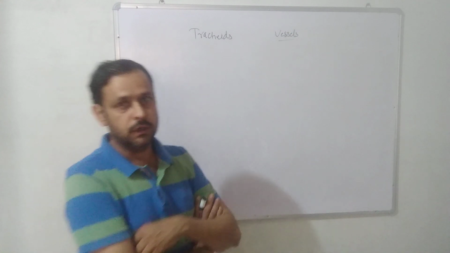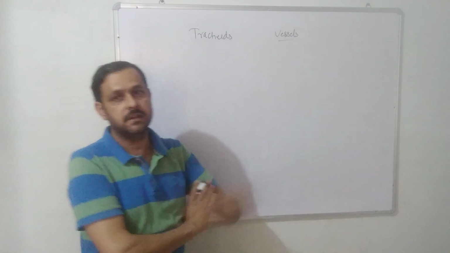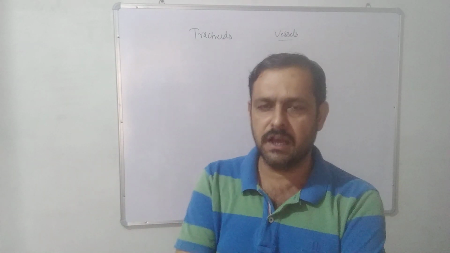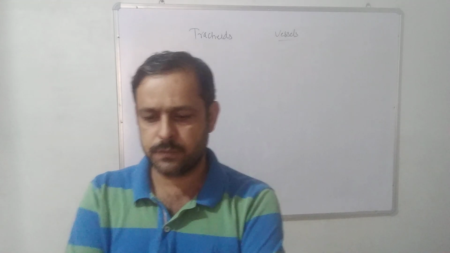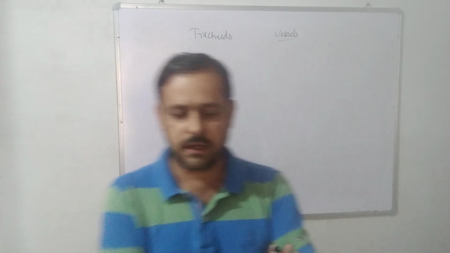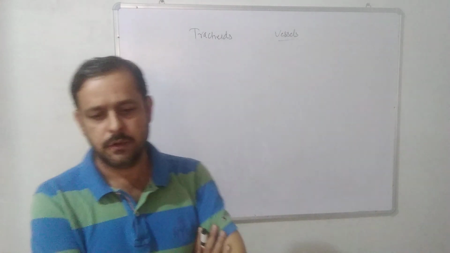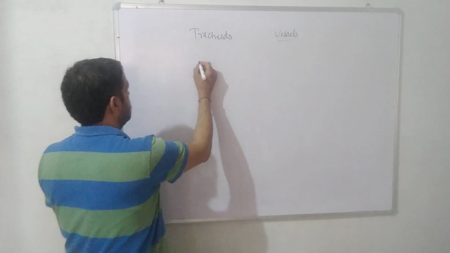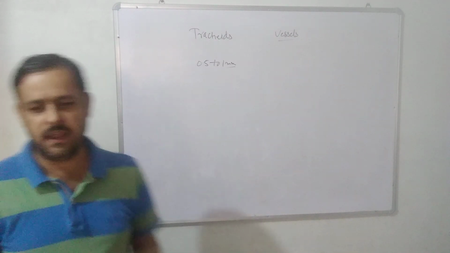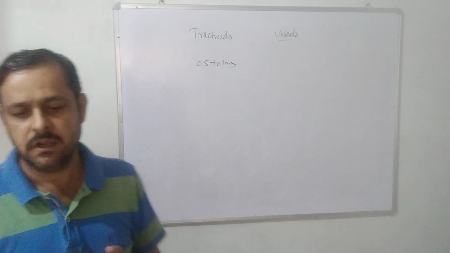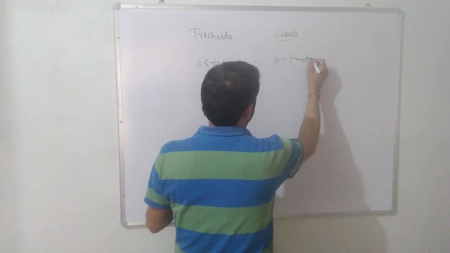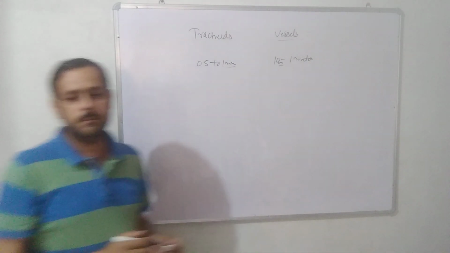So we will discuss two types of cells, tracheids and vessels. Whenever we want to see the difference between these two cells: tracheids are single elongated cells and a vessel is formed by fusion of several cells with dissolution of end walls. Tracheids are very short and range from 0.5 to 1 mm long. Beside that, the range of vessels is 10 centimeter to 1 meter. So these are the main basic differences.